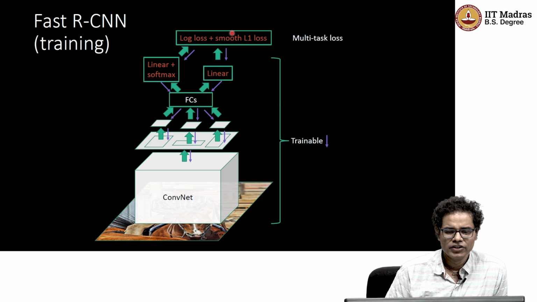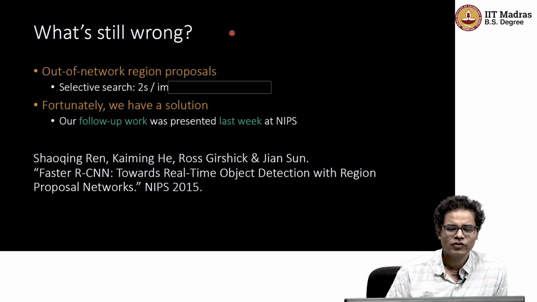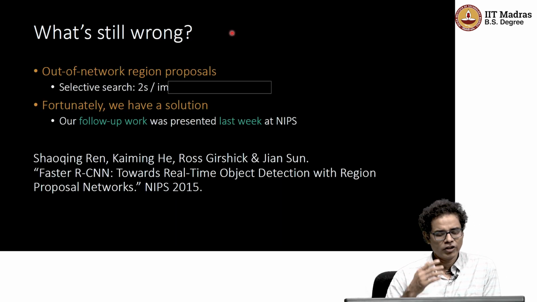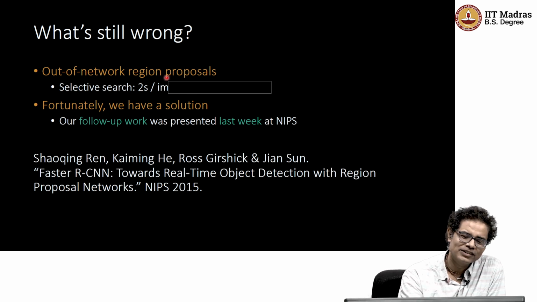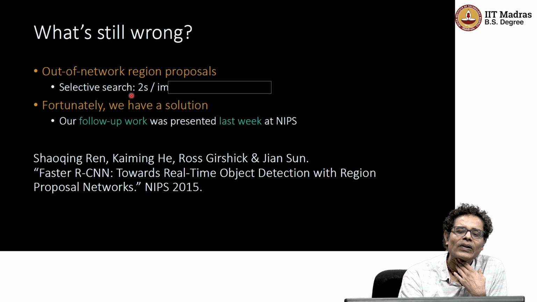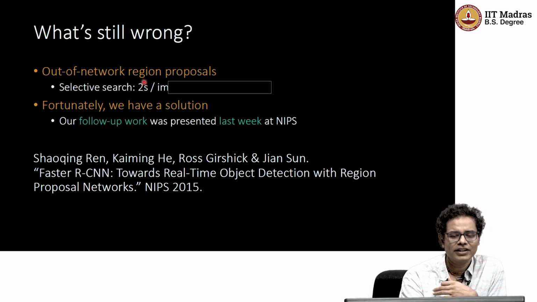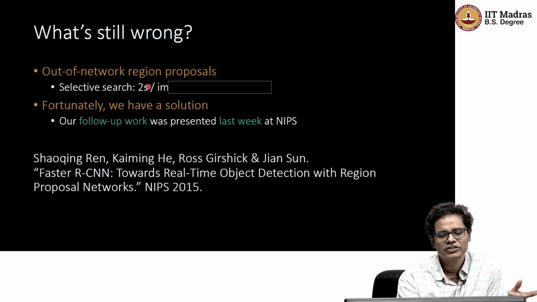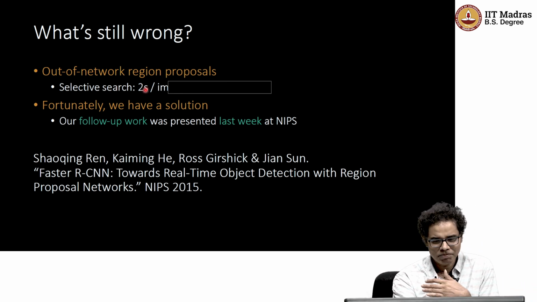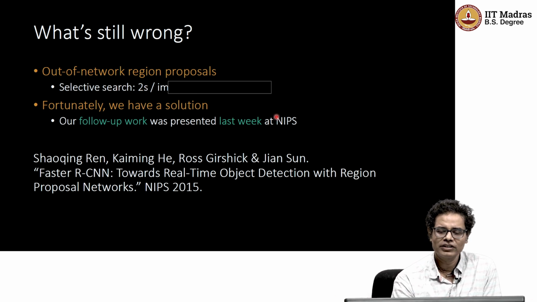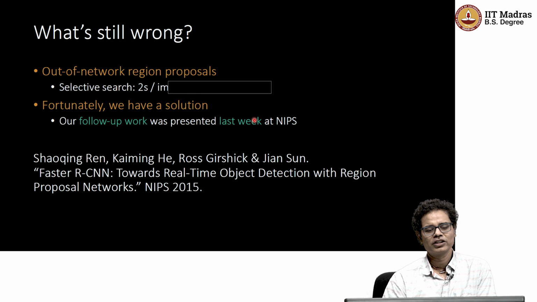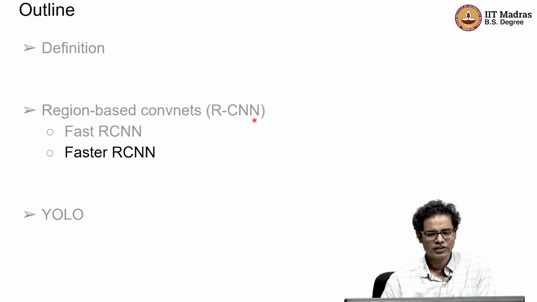So this is Fast R-CNN, but what is still missing, what is still out of the network, is the region proposal. The region proposal is still a different algorithm, and it takes 2 seconds per image. What we really want is a fully end-to-end network. Even the region proposal should be part of the network itself. It should not be a different algorithm. That is what is done in their next work, Faster R-CNN, which we'll look at.